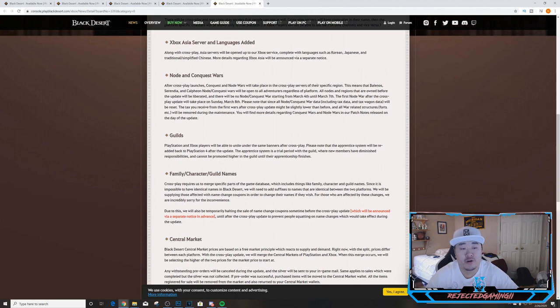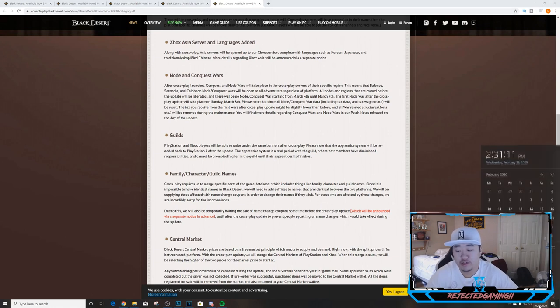Node and Conquest War. After crossplay launches, Conquest and Node Wars will take place in the crossplay servers of their specific region. This means that Belenos, Serendia, and Kalfion Node and Conquest Wars will be open to all adventurers regardless of the platform. All nodes and regions that are owned before the update will be liberated, and there will be no Node or Conquest Wars starting from March 4th until March 7th.